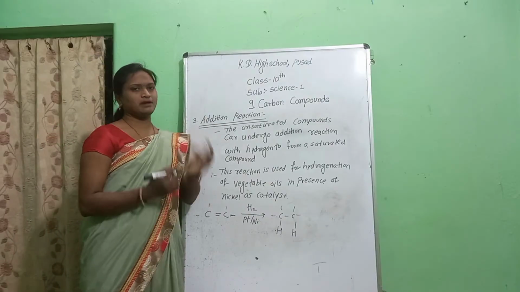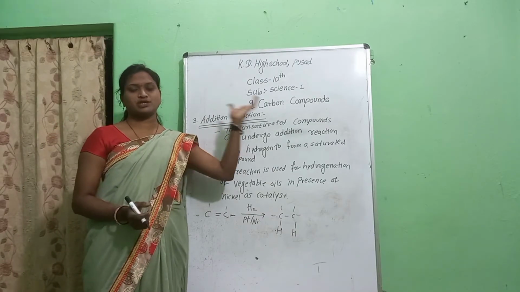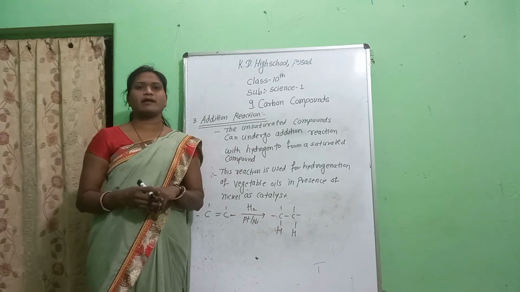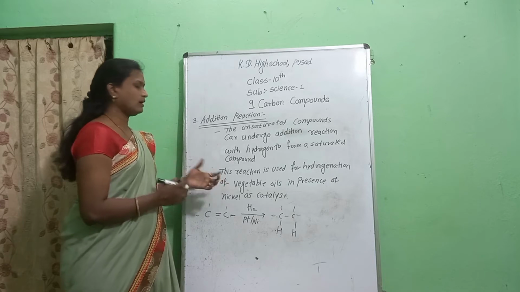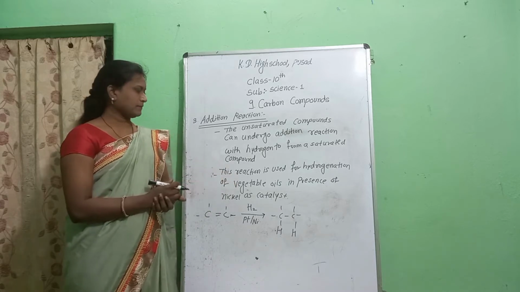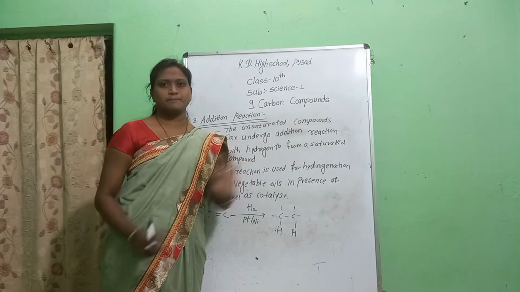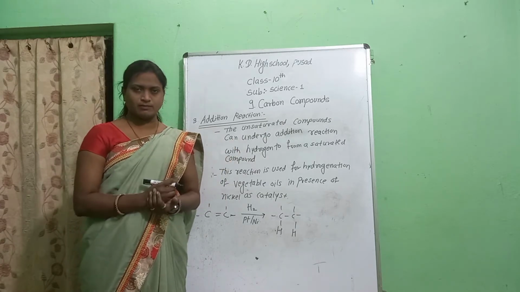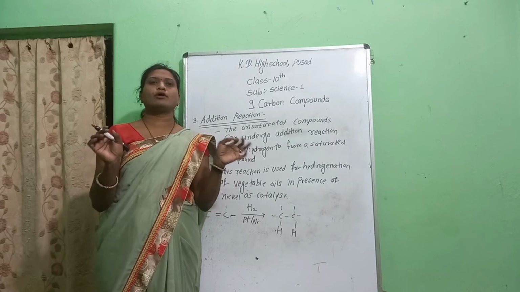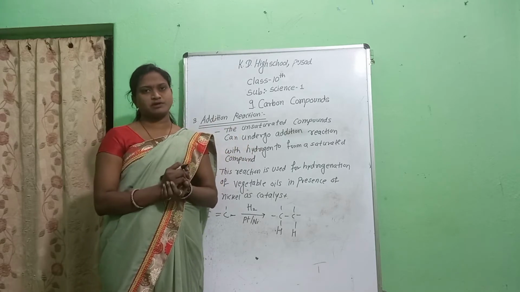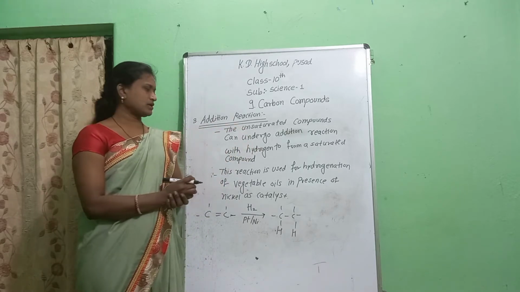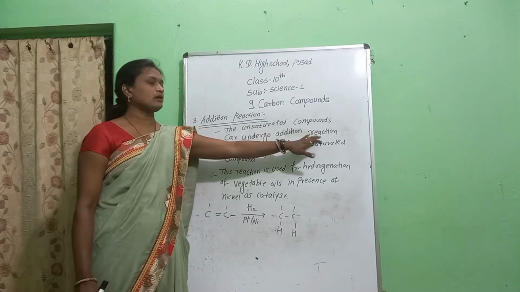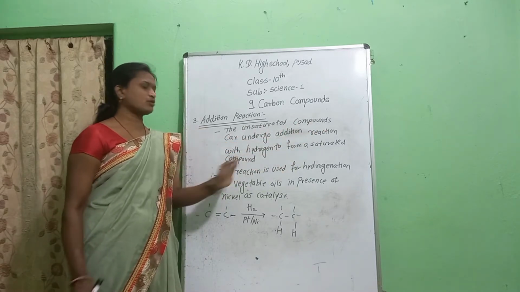The third chemical property of carbon compounds is addition reaction. Addition means one element is getting added to the original element. See, unsaturated compounds contain double bonds and saturated compounds contain single bonds. By breaking that double bond, if we add hydrogen atoms to it, such a reaction is also an addition reaction. The unsaturated compounds undergo addition reaction, forming saturated compounds.